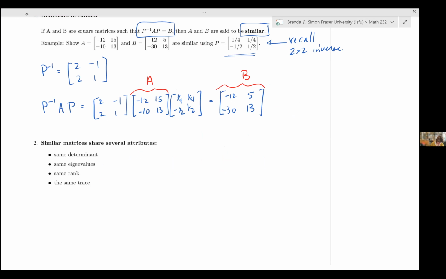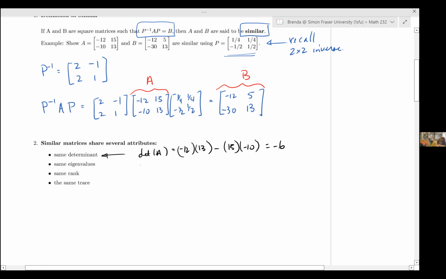Let's take a look at the determinant. I'm claiming here that both A and B have the same determinant. So let's just calculate that. The determinant of A is minus 12 times 13 minus 15 times minus 10, and that comes out to be minus 6. And then the determinant of B is computed as minus 12 times 13 minus 5 times minus 30, and that is also minus 6. So A and B have the same determinant.